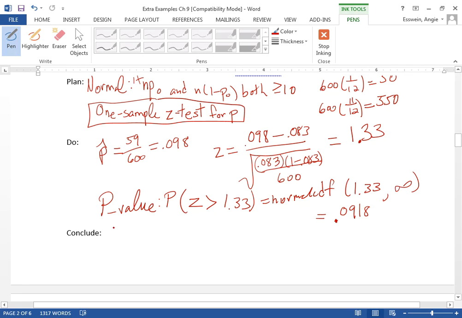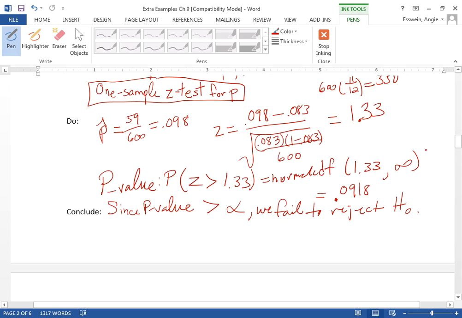So here's how you write your conclusion. The first part of the sentence can be out of context: since the p-value is greater than alpha, we fail to reject. You either reject or fail to reject. Don't accept. Don't ever say accept. We fail to reject H naught. You can use symbols. So that's one sentence totally out of context. Don't even know what that means.